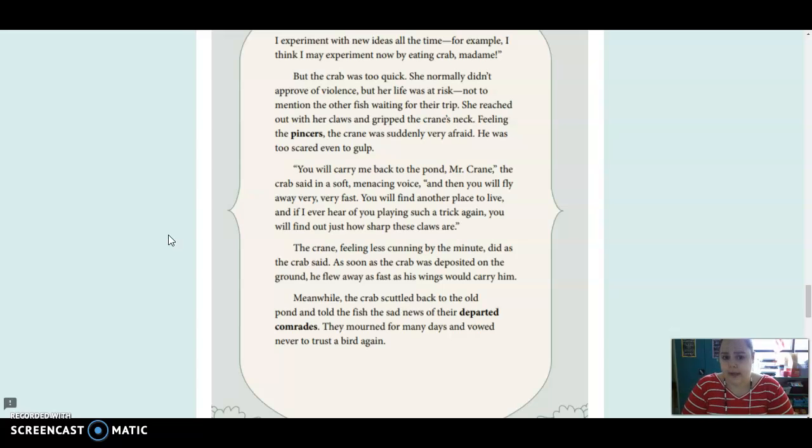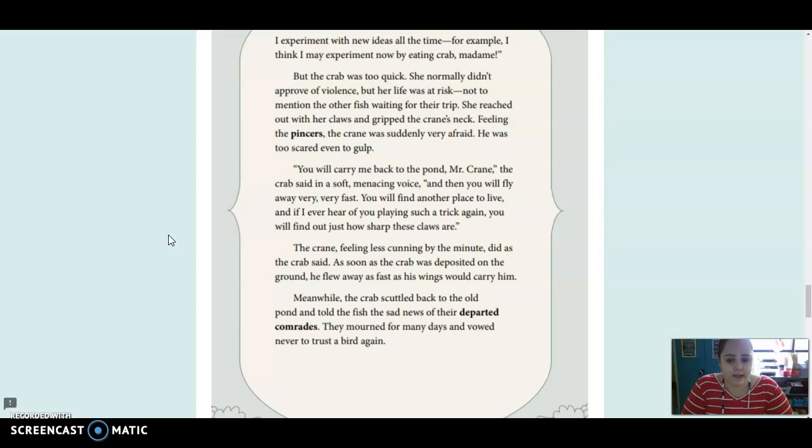But the crab was too quick. She normally didn't approve of violence, but her life was at risk, not to mention the other fish waiting for their trip. She reached out with her claws and gripped the crane's neck. Feeling the pincers, the crane was suddenly very afraid. He was too scared to even gulp. "You will carry me back to the pond, Mr. Crane," the crab said in a soft, menacing voice, "and then you will fly away very, very fast. You will find another place to live, and if I ever hear of you playing such a trick again, you will find out just how sharp these claws are."